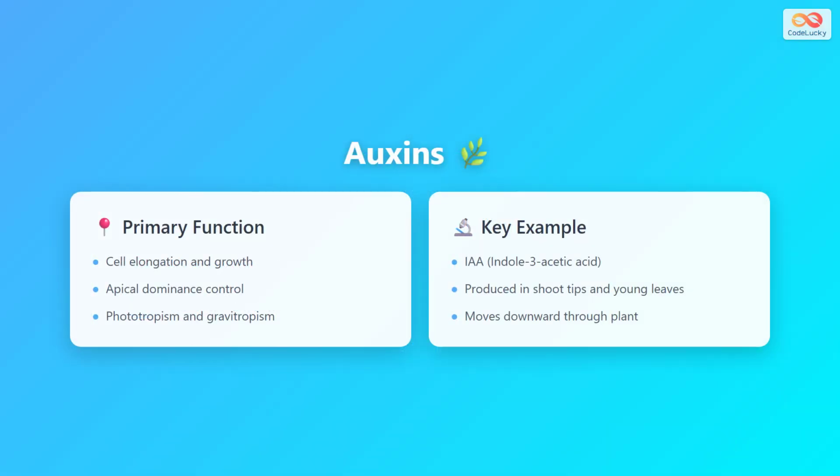Let's begin with auxins, one of the most important classes of plant hormones. The primary function of auxins is to promote cell elongation, which is essential for plant growth. They also control apical dominance, which is the phenomenon where the main central stem grows more strongly than the side branches. Auxins are responsible for tropisms, the directional growth responses like phototropism, where plants bend toward light, and gravitropism, where roots grow downward. The most common naturally occurring auxin is IAA, or indole-3-acetic acid. This hormone is produced mainly in shoot tips and young developing leaves, and it moves downward through the plant to reach other tissues.